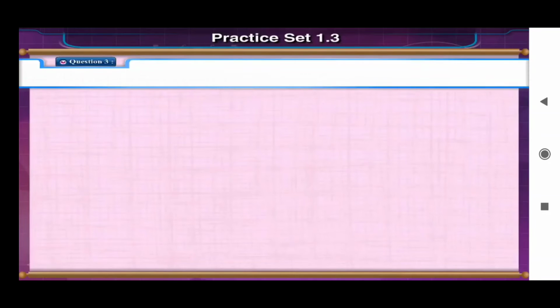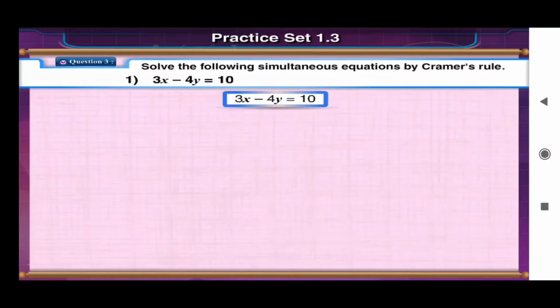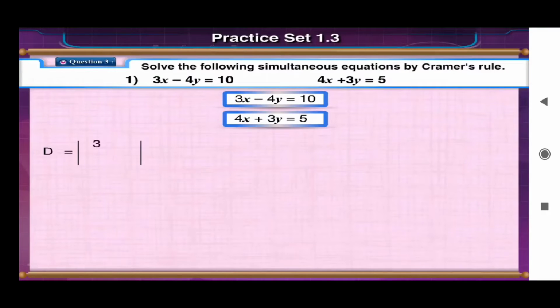Question 3. Solve the following simultaneous equations by Cramer's rule. 1. 3x minus 4y is equal to 10 and 4x plus 3y is equal to 5. D is equal to determinant of 3, -4, 4, 3, which is equal to 3 into 3 minus -4 into 4, that is equal to 9 plus 16, which is equal to 25.